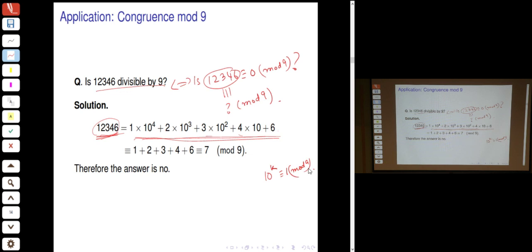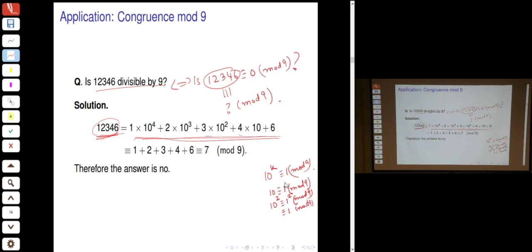Because the immediately previous number will be 99999, a number of nines. For example, the previous number to 100 is 99, previous number to 1000 is 999, all of these are divisible by 9. So, 10 to the k is 1 mod 9. There is also a more formal way to see this. Notice that 10 is 1 mod 9 clearly, because 10 minus 1 is divisible by 9. So, 10 squared is congruent to 1 squared mod 9, because you can take powers, but this is exactly 1 mod 9.